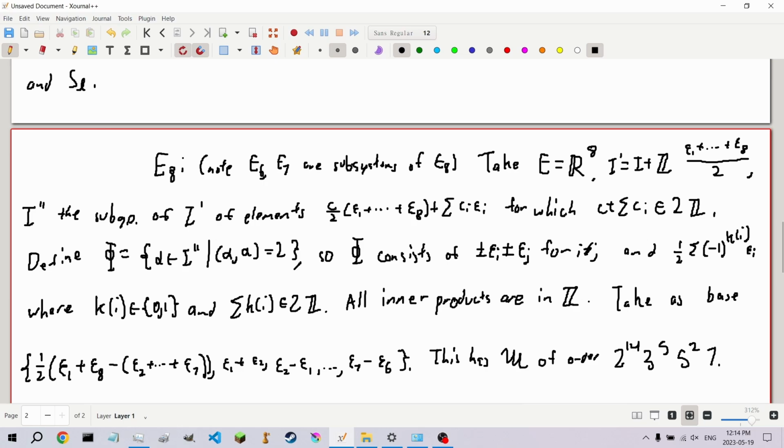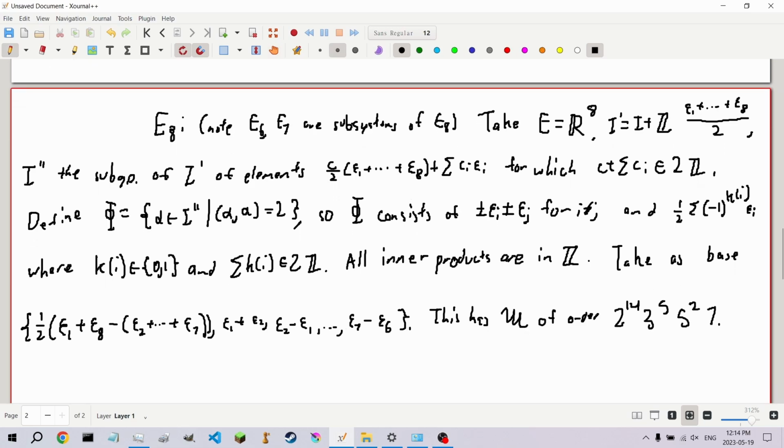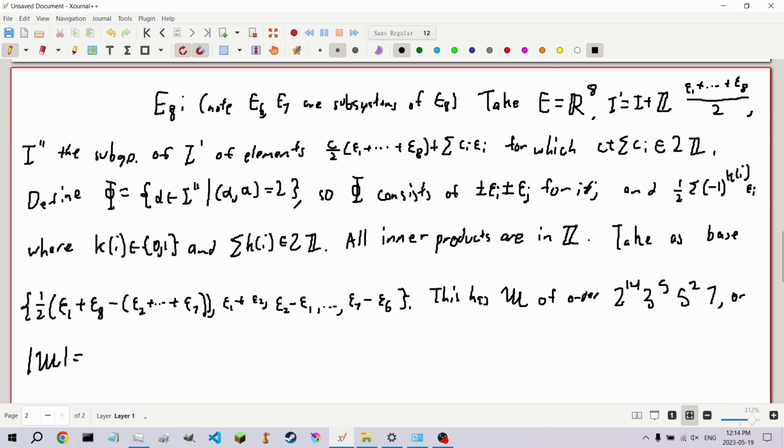I wonder what that number is. That's going to be something big, right? Let me just take a quick second. I need a break here on my hand anyways, so 2 to the 14 times 3 to the 5 times 5 squared times 7. So the order of our Weyl group is 696,729,600. So that's kind of the complexity we're dealing with there.